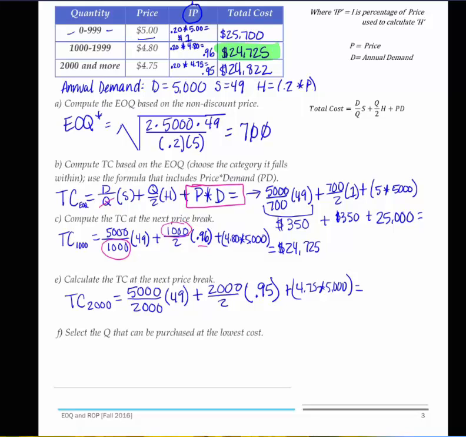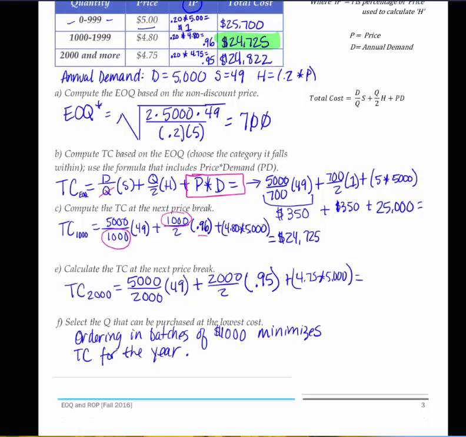So let's go ahead and write that out. So basically, ordering in batches of 1,000 minimizes the total cost for the year. Even though the economic order quantity was originally calculated at 700, we find that it's better to order in batches of 1,000 rather than in batches of 700. So that's how the quantity discount model works.